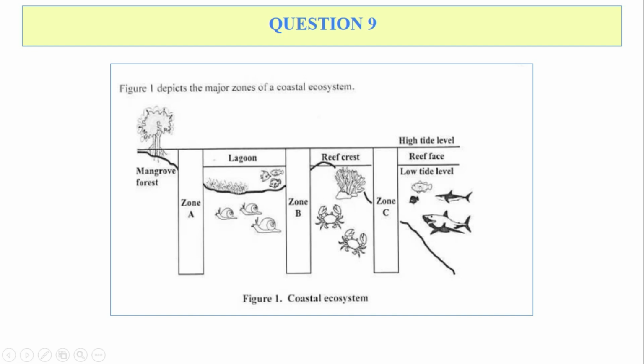So ecotones are basically borders that exist in the ecosystems. They separate 1, 2 or more ecosystems. Alright.